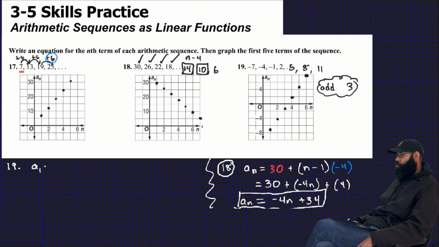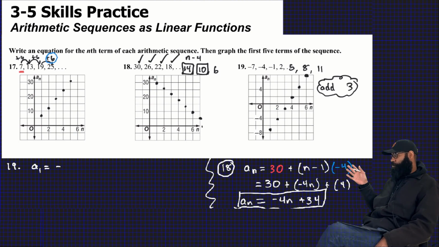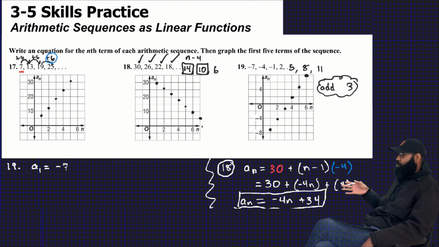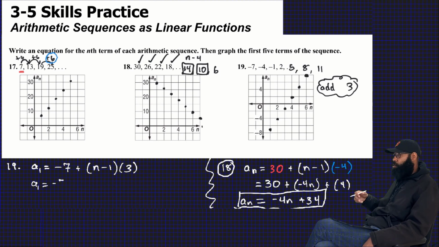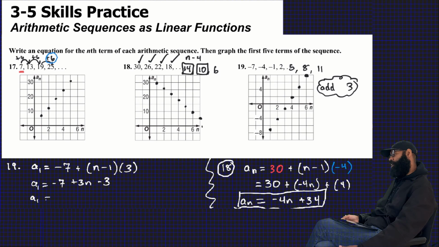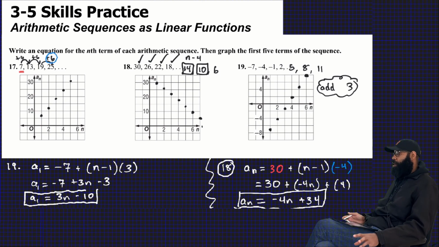So I got my values, but more importantly, let's get our equation. Here we go. The arithmetic sequence is equal to negative 7 plus the quantity of the nth number minus 1 times our rule, which is to add 3. So I don't put plus 3, it's just a positive 3. Get my distributive property in: negative 7 plus 3n minus 3. When I collect those like terms, I'm going to get negative 10. So 3n minus 10.